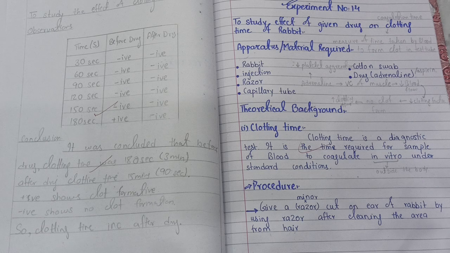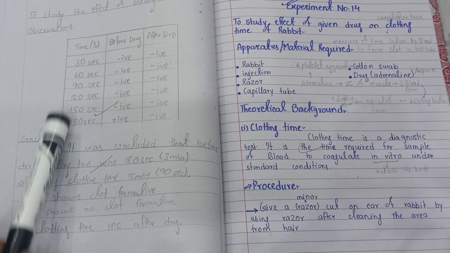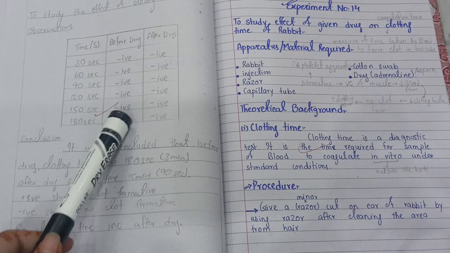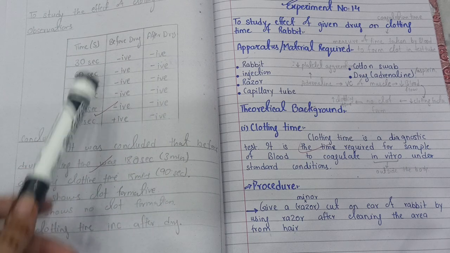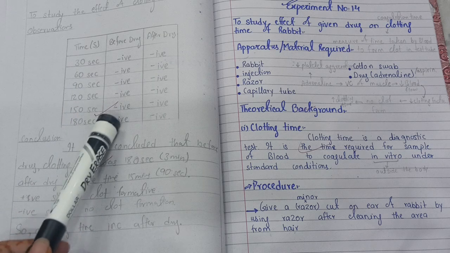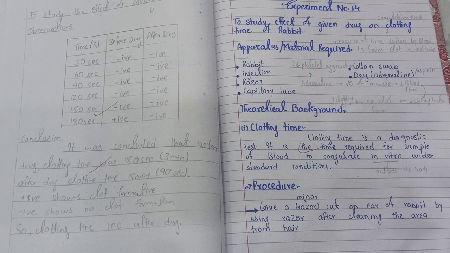Before discussing the procedure, let's move on to the page in which I have given the table of observation. I have given the time in seconds, before the drug condition and after the drug. Before the drug, you see it shows all negative signs till the last second. At 180 seconds, it shows the positive sign. Positive sign means the clot forms, and negative sign means the clot doesn't form. Before the drug application, we have not injected the adrenaline or the aspirin, which prolong the clotting time.